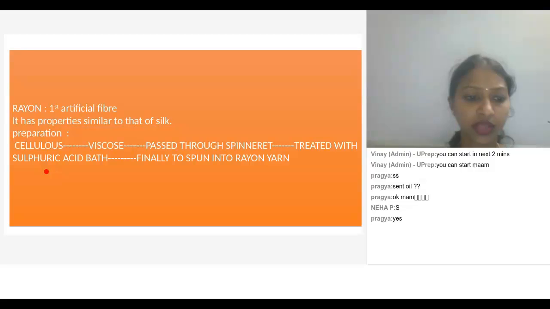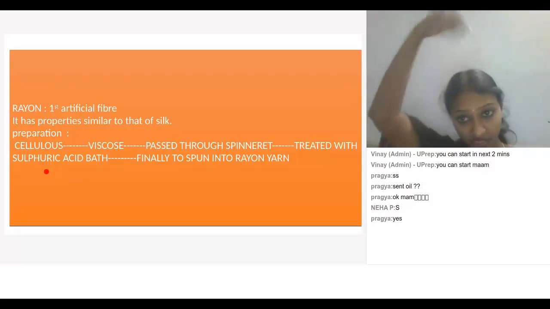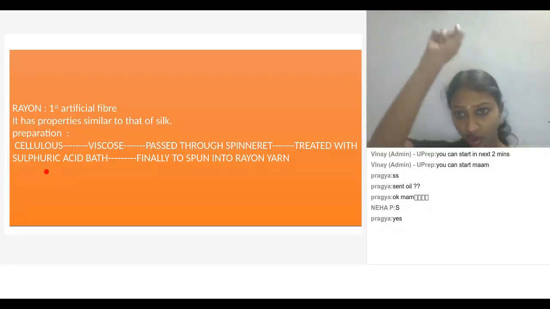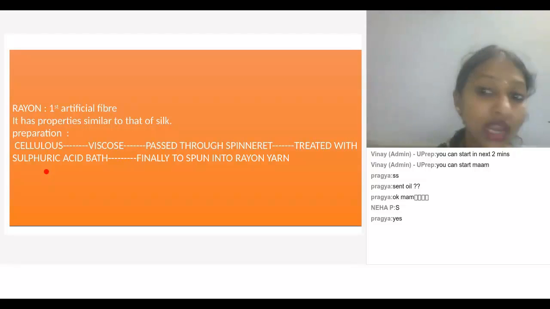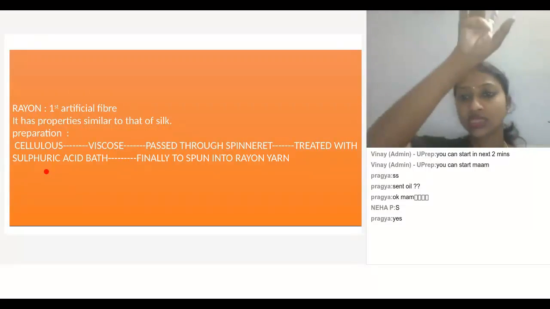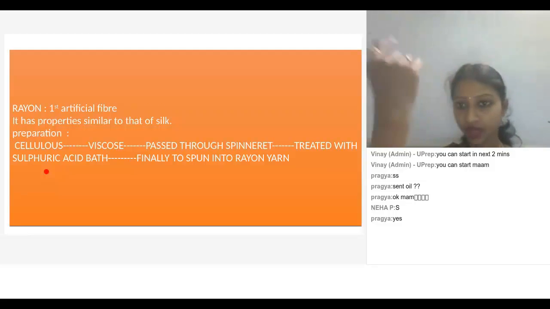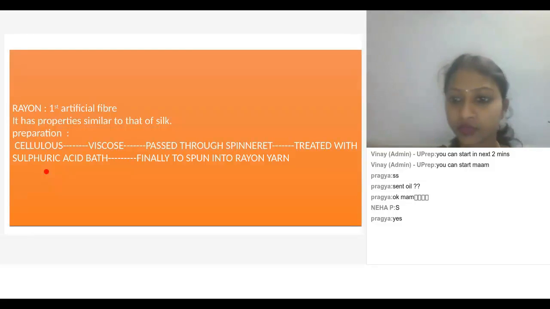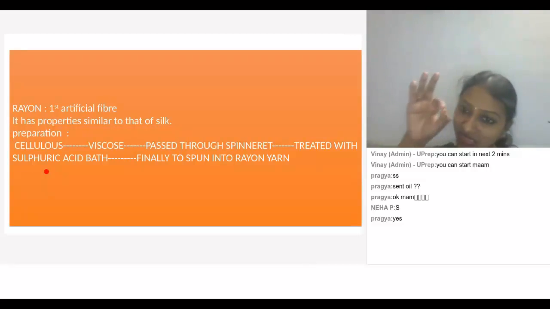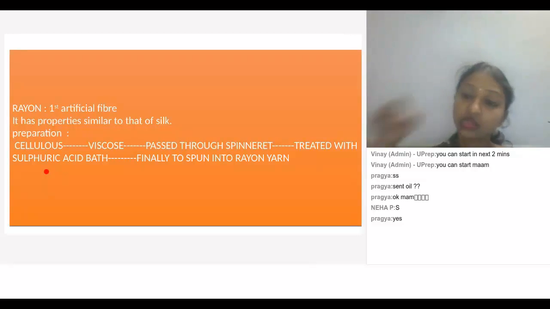Very good. So spinneret is nothing but a shower head. Have you seen a shower head with small holes in a pattern, not randomly, one hole here and one hole there? It's like a pattern. Am I right? Yes, ma'am. So this viscose is passed through that, and a thin thread-like structure comes out.